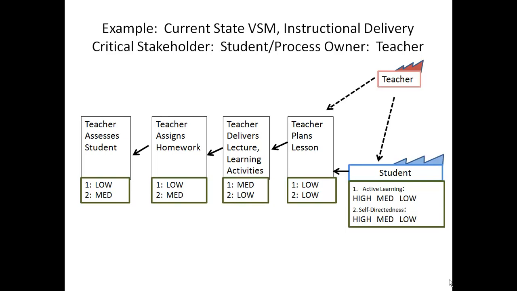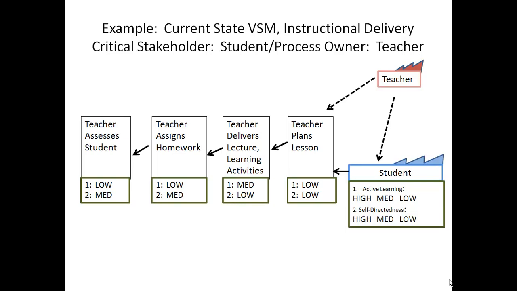And we're also saying that the process owner is the teacher, which again, a very important actor, and again is identified with a crown, sort of a crooked crown there. What we're going to do now is say, okay, for the student, what are metrics that matter in instructional delivery? We have 2. We're looking at active learning as a number 1 metric, and we're going to look at that as high, medium, and low. And then self-directedness as a number 2 metric. Again, we'll categorize those as high, medium, low. Now, this is going to flow from left to right, as you notice, but it doesn't have to. It's just the way a lot of value stream maps are set up.